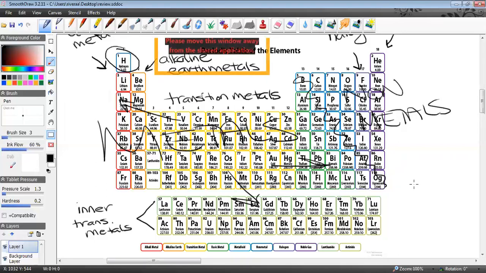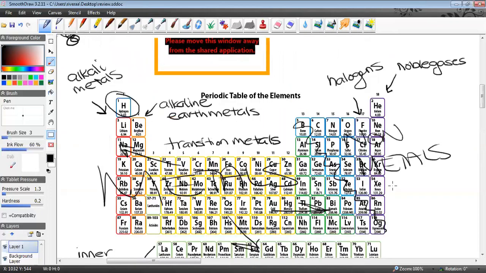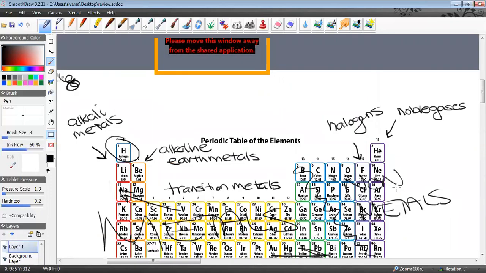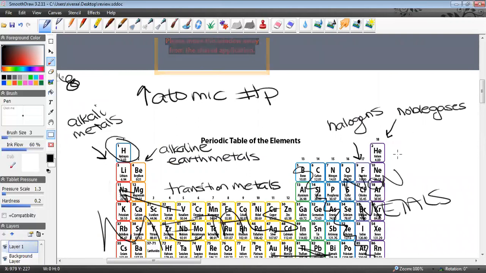Okay, so that's the structure of the periodic table. I want you guys to remember that it's organized by increasing atomic number, which is your number of protons, okay? So number 1 is number 1 because hydrogen has 1 proton, and number 2 is number 2 because it has 2 protons. So it's by increasing atomic number.